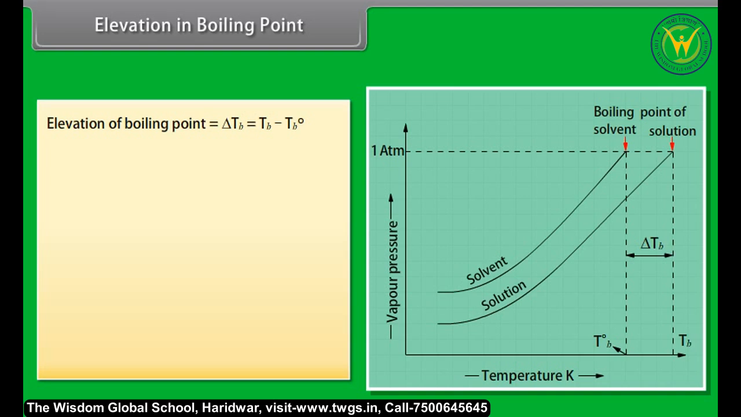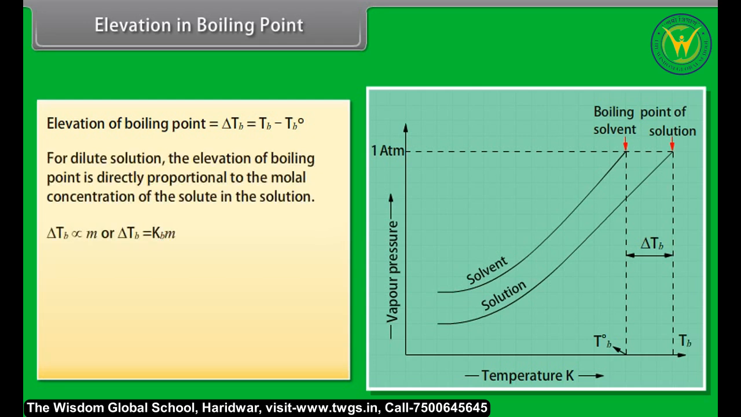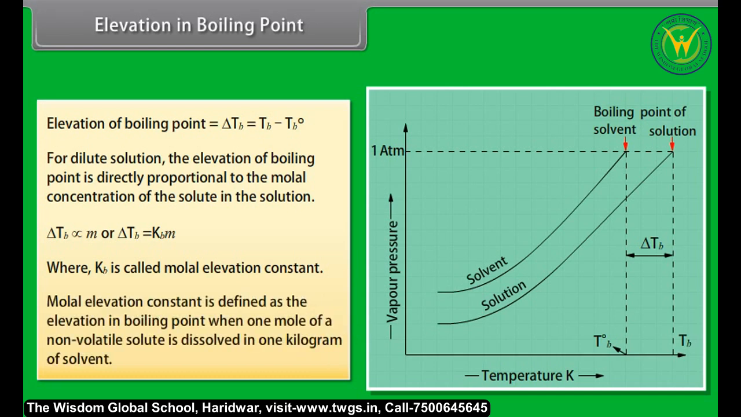Elevation of boiling point is denoted by delta Tb, which is equal to Tb minus Tb naught. For a dilute solution, the elevation of boiling point is directly proportional to the molal concentration of the solute in the solution. Kb is called the molal elevation constant. Molal elevation constant is defined as the elevation in boiling point when 1 mole of a non-volatile solute is dissolved in 1 kilogram of solvent.